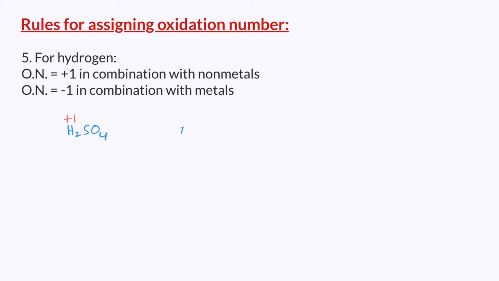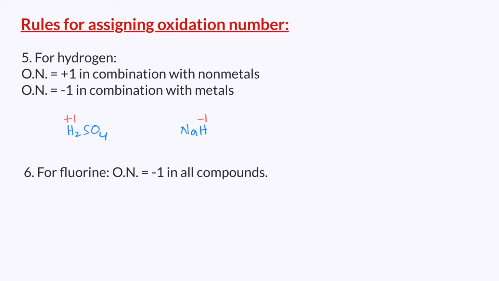In sodium hydride, hydrogen is in combination with a metal, sodium. Therefore, its oxidation number is -1. Rule number 6. For fluorine, oxidation number is equal to -1 in all of its compounds.